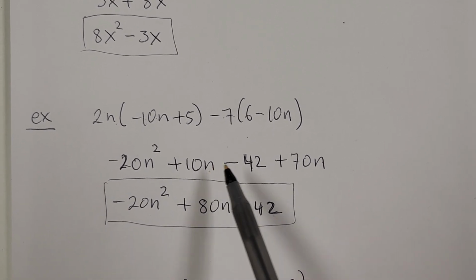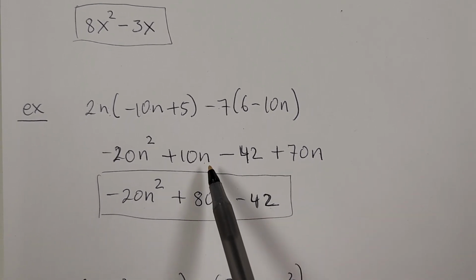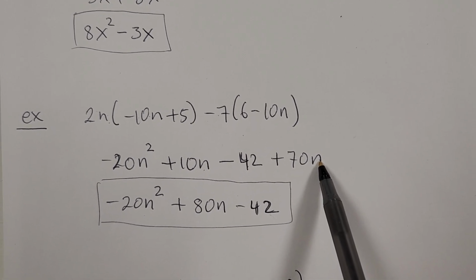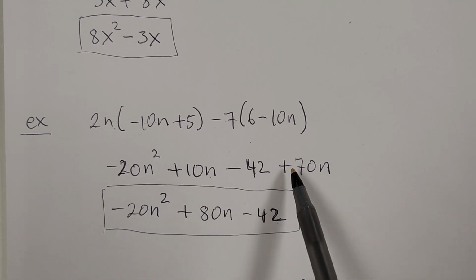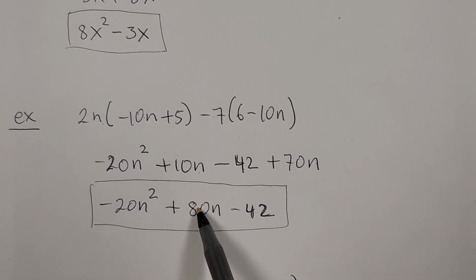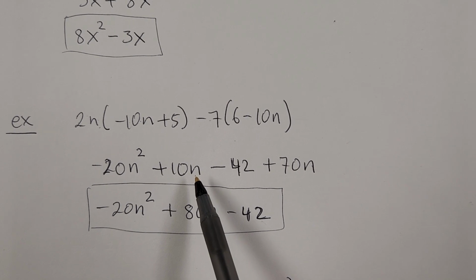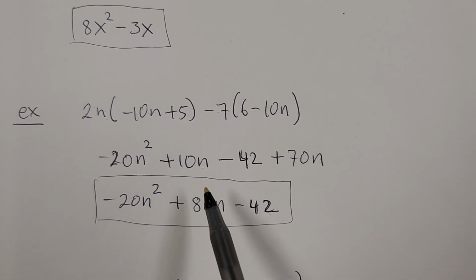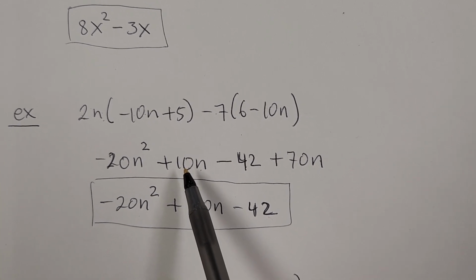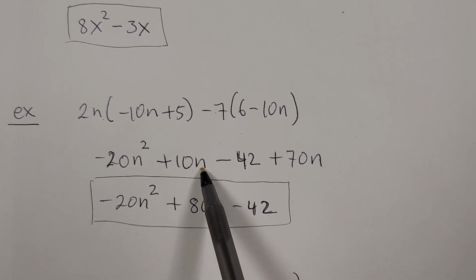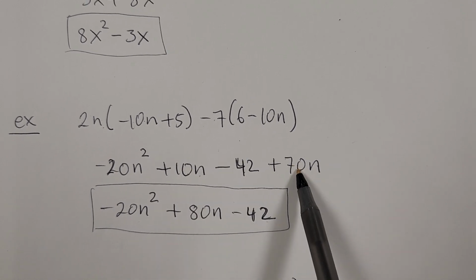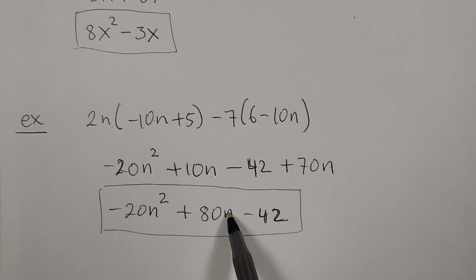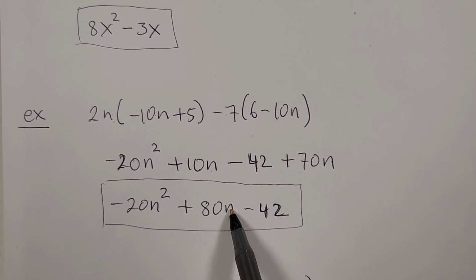Here I have an n. Here I also have another n. So this letter n and this letter n are the same. So 10 plus 70 gives me 80. When you add and subtract like terms, leave the letter alone. Just add the coefficient, or the number in front of the letter. So 10 plus 70 is 80, and the letter n stays the same.